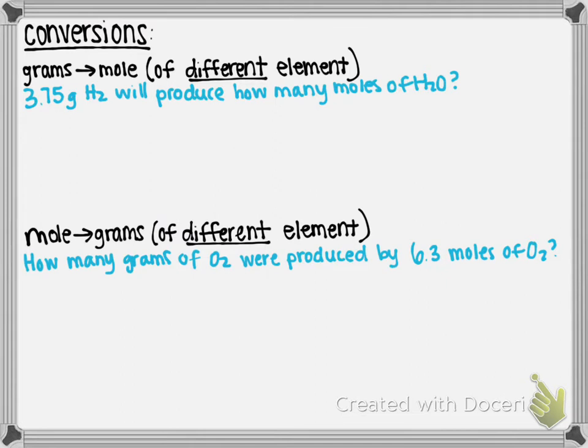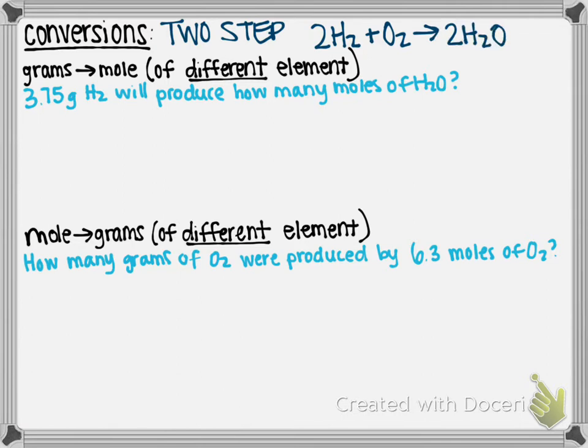The next set of conversions are going to be two-step conversions. These require a balanced equation, so we're going to use what I wrote before, 2H2 plus O2 gives you 2H2O. So the first question is grams to moles of a different element. 3.75 grams of H2, that's your given, will produce how many moles of H2O? That's what you're trying to get to. So you start by writing what you're given, 3.75 grams H2.